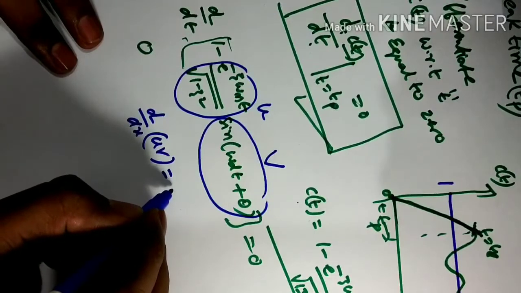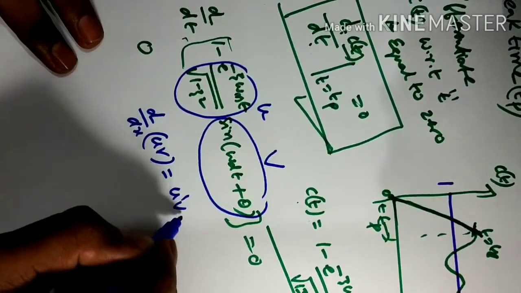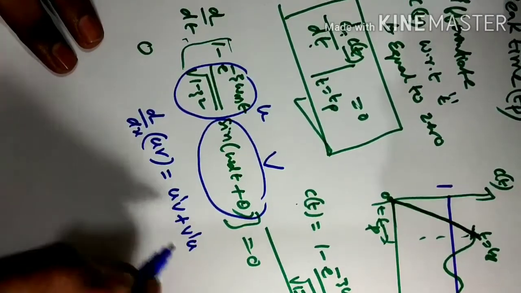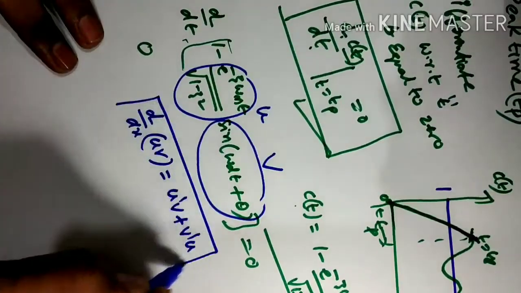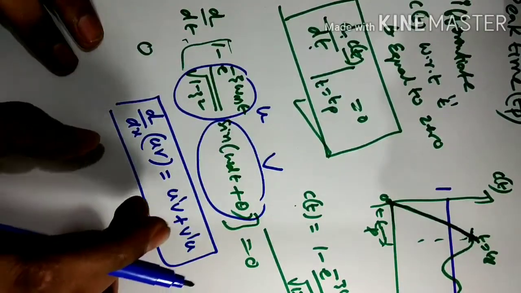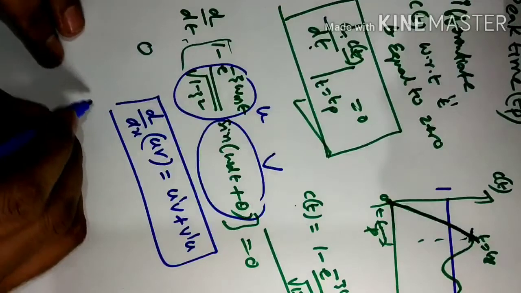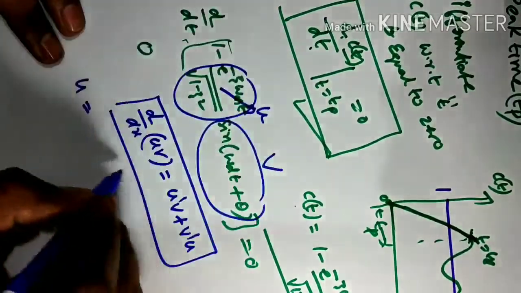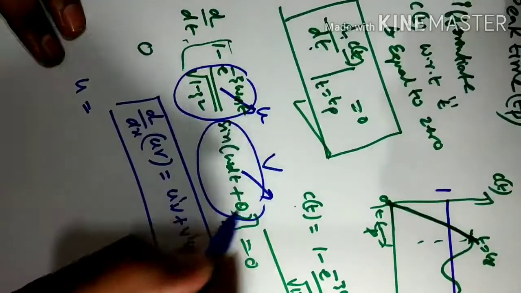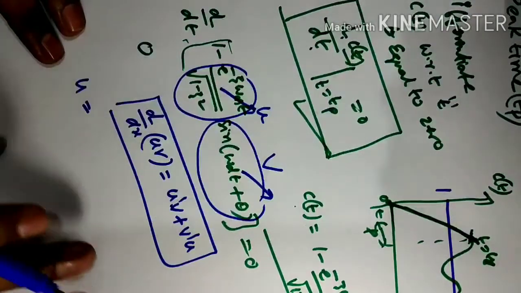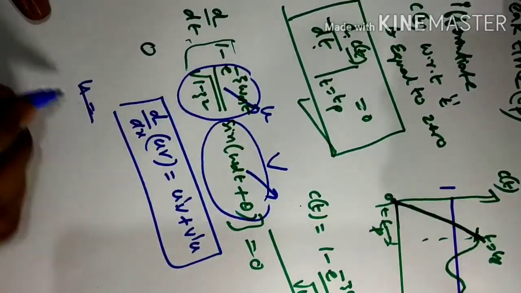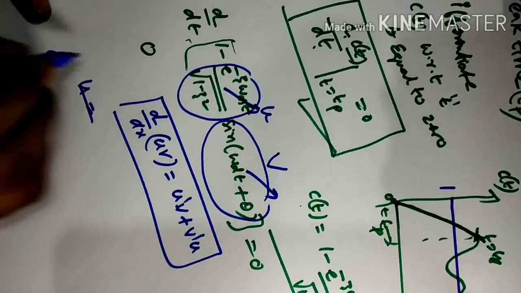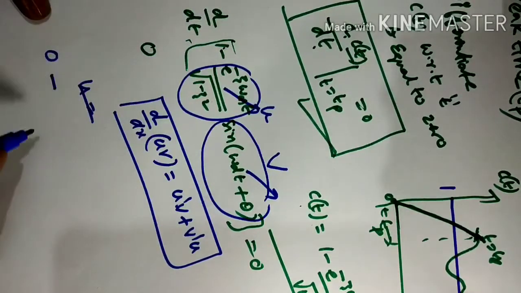So you know this formula, just substitute in this formula. So what is u here? u is equal to this value, so v is equal to sine(omega_d t plus theta). So now we differentiate. When you differentiate, differentiate 1 gives 0, so minus.